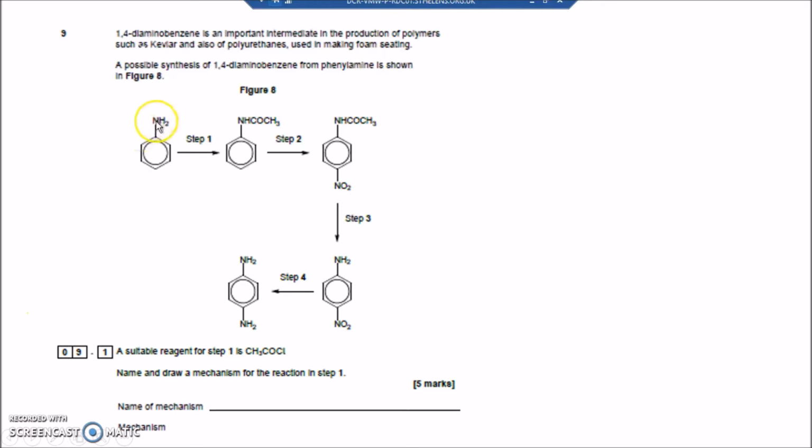Let's have a look at this mechanism. We've got an NH2 going into an NHCOCH3. So an NH2 has got lone pairs of electrons on it. What could it possibly attack? COCH3. Well, the COCH3 has been an acyl chloride. It's had a Cl on there. So the NH2 with the lone pair has attacked a COCH3, and on the C there's been a Cl. It's been CH3COCl. It's been an acyl chloride.